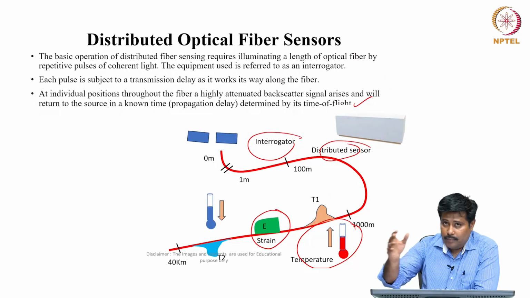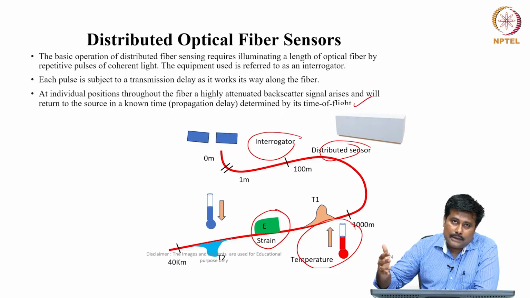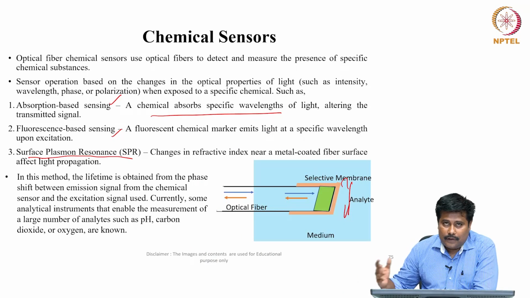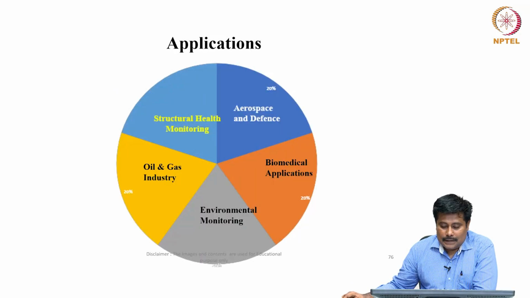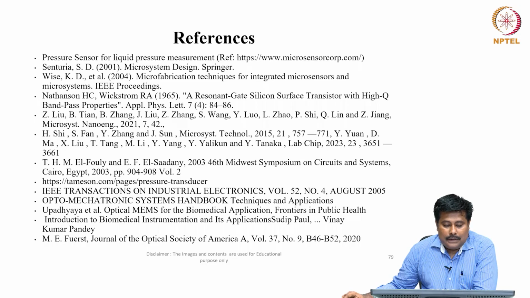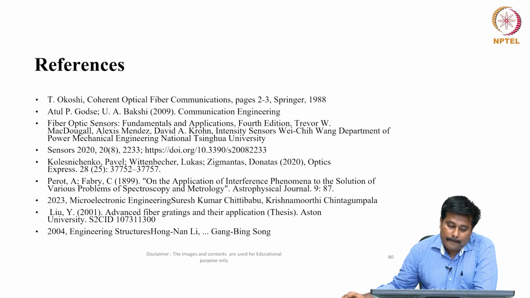If we consider a big environment, these distributed optical fiber sensors are effectively used for sensing different levels. Then the chemical sensors, different applications, and advantages of optical fiber, and these are the references which we have used for preparing these slides.